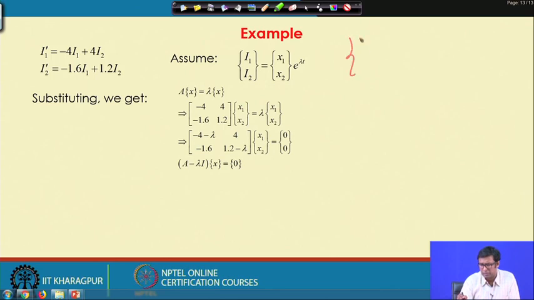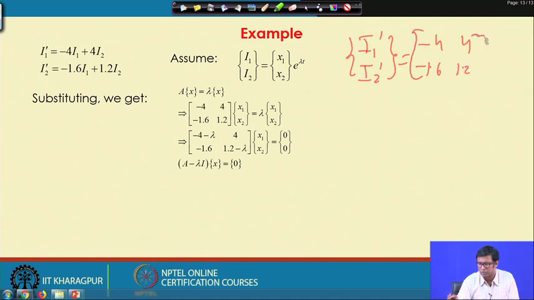So, it is (I1', I2') is equal to [-4 4; 1.6 1.2] times (I1, I2). So, this is the matrix A here. So, we differentiate it and we will get the eigenvalue equation Ax = λx, which is [-4 4; 1.6 1.2] times (x1, x2) is λ times (x1, x2).